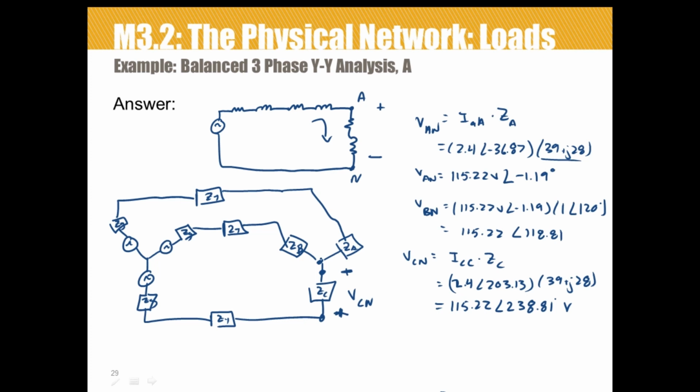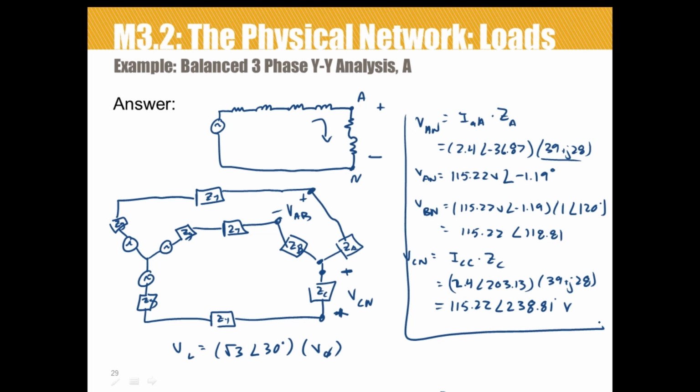Part D asked us to calculate the line voltages at the terminals of the load. So the line voltage is plus minus VAB, for example. What's the line voltage? We use our relationship for a Y circuit between line and phase voltage, which was V line is equal to radical 3 at an angle of 30 degrees times V phase.